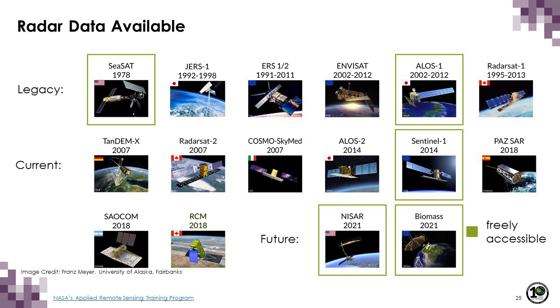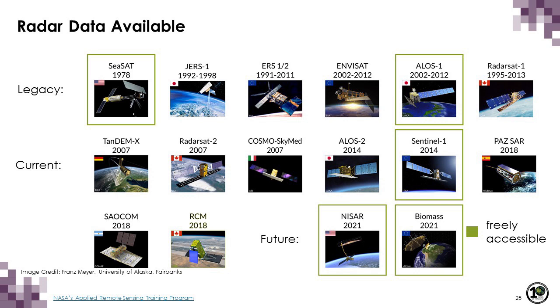Currently, there are a number of SAR satellites in orbit, with TerraSAR-X, which is an X-band radar satellite from the German Aerospace Center, RADARSAT-2, which is C-band from the Canadian Space Agency, COSMO-SkyMed, which is an Italian X-band SAR, Sentinel-1, which is a European Space Agency SAR operating at C-band, PAZ SAR, which is a Spanish SAR operating at X-band. There's also SAOCOM, which is an Argentinian Space Agency L-band sensor.